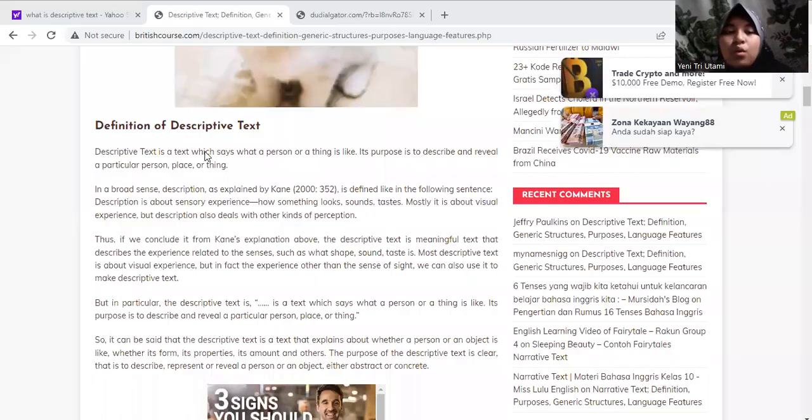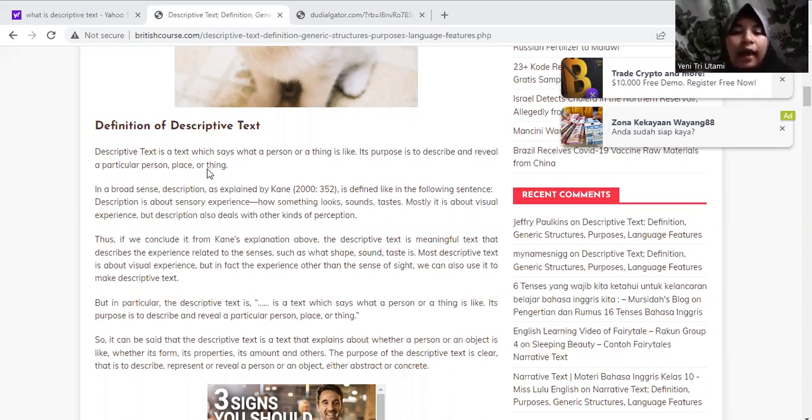Is it still loading? Oh, okay. Based on my screen here, you can see, guys, the definition of descriptive text. Descriptive text is a text which says what a person or a thing is like. So it has the purpose to describe and reveal a particular person, place, or thing such as animals or plants.